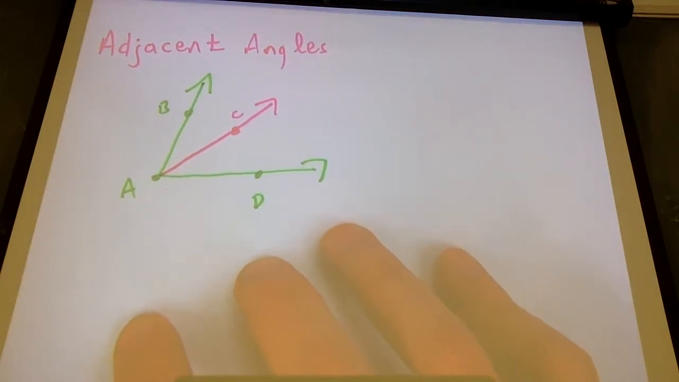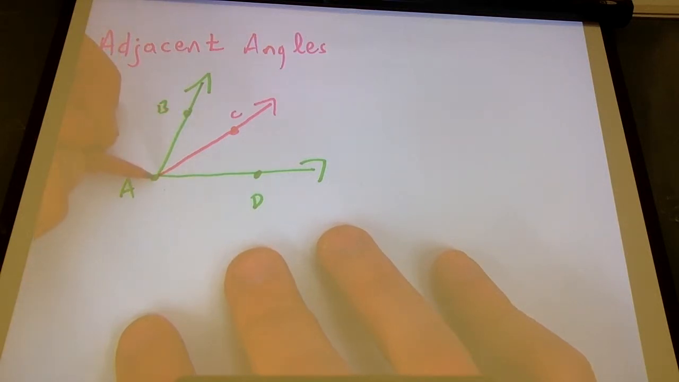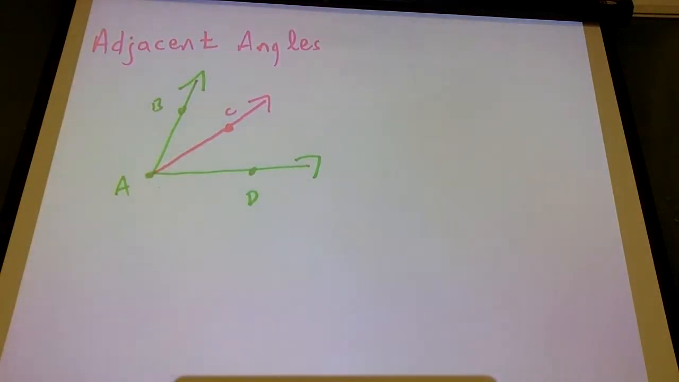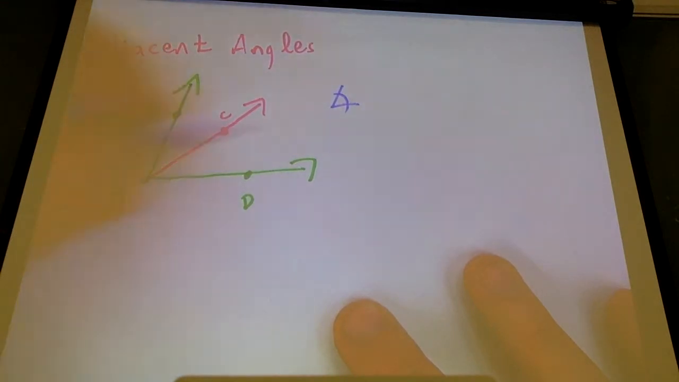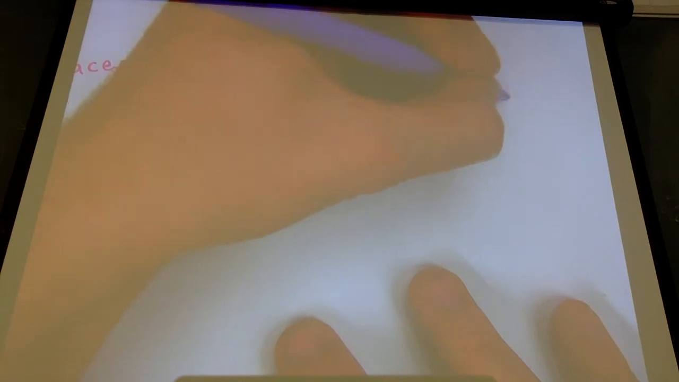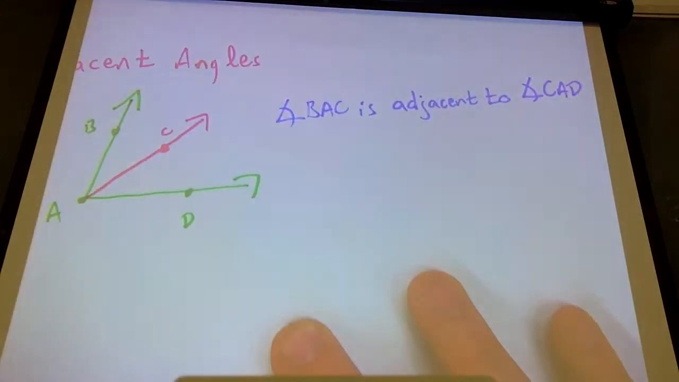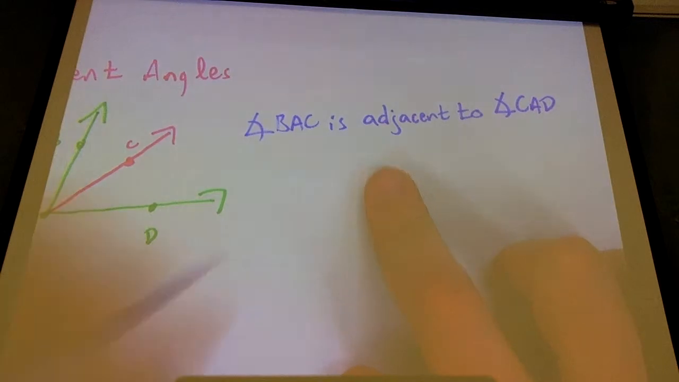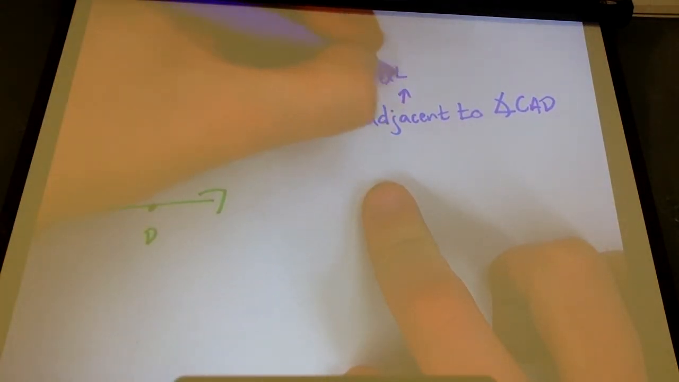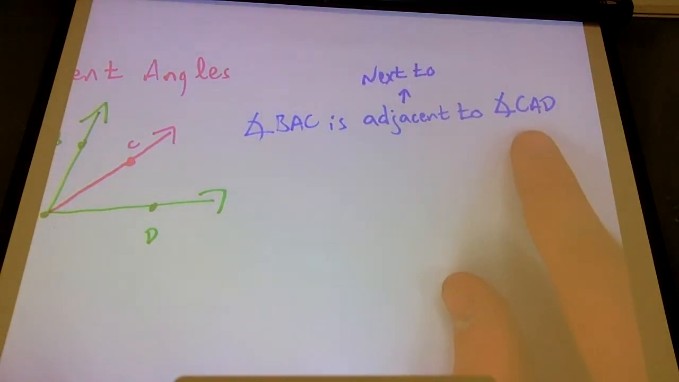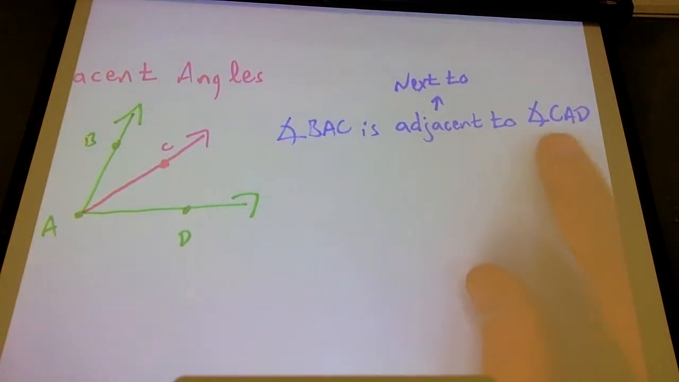So, some adjacent angles in here are BAC and CAD. So I could say that angle BAC is adjacent to angle CAD. And the word adjacent just means the same thing as next to. So angle BAC is next to angle CAD. Angle BAC is adjacent to angle CAD.